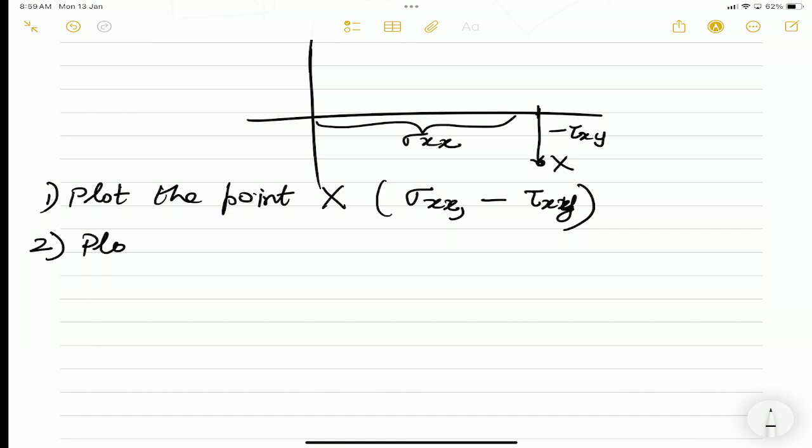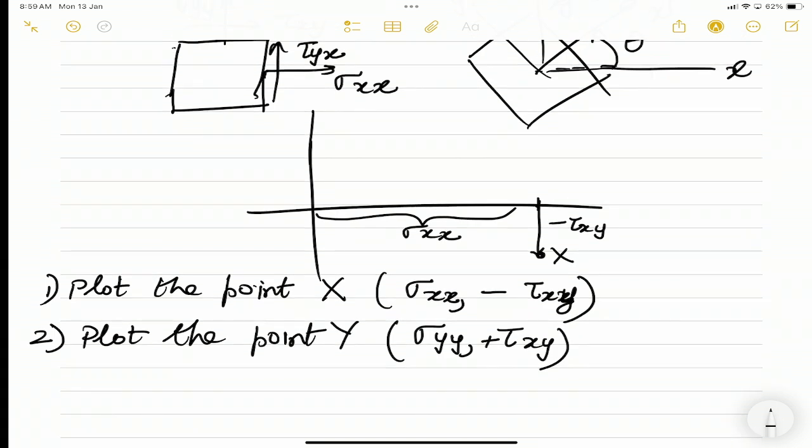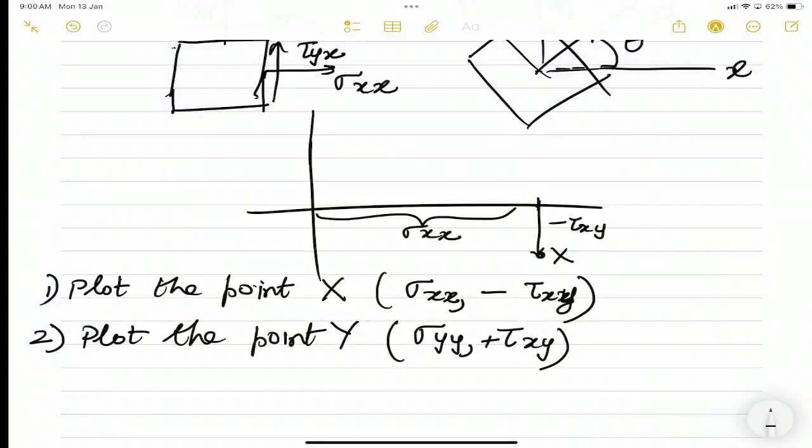Second, we plot the point y, which will be sigma yy. So then I find the second point. Now the second point is, on the x-axis I will go sigma yy, and on the y-axis I will go plus tau xy. It was minus for the first one, but now I go plus. So now if this is sigma yy, I will go, and obviously these two y things are equal in length, and this point I call as y. Is that clear?